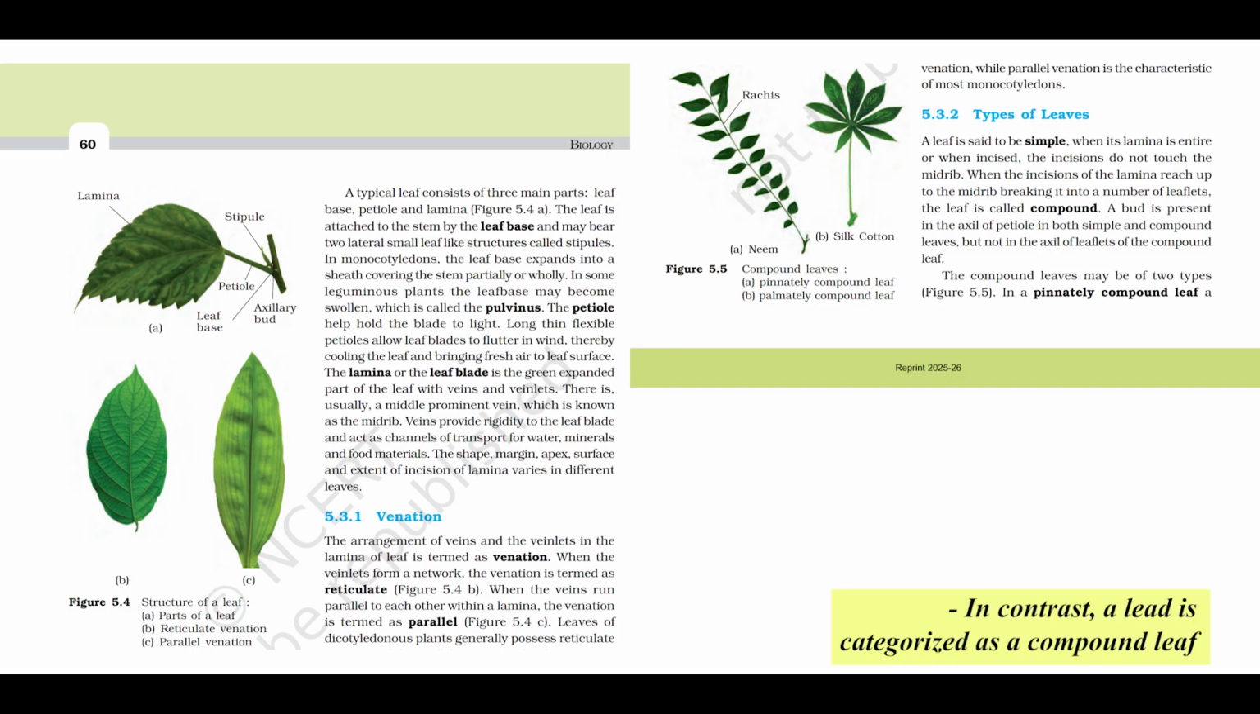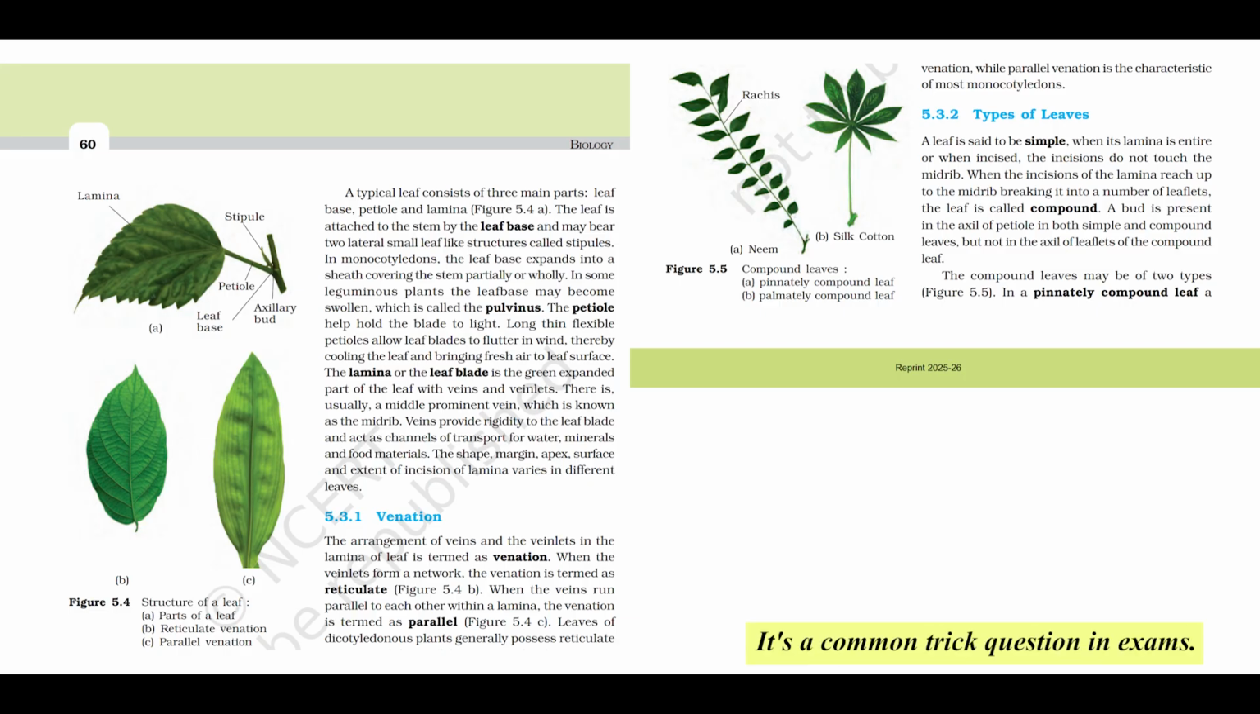What about compound? In contrast, a leaf is categorized as a compound leaf when the incisions of the lamina are so deep that they reach right up to the midrib, effectively breaking the lamina into a number of separate units called leaflets. Now, here's the crucial diagnostic feature, the secret code for competitive exams. While a bud is present at the axil of the petiole of the entire compound leaf at the base where it joins the stem, there will be no bud in the axil of the individual leaflets. Ah, that's the key differentiator. No buds at the base of the little leaflets. Exactly. This helps you definitively distinguish a true compound leaf from, say, a small branch bearing multiple simple leaves.